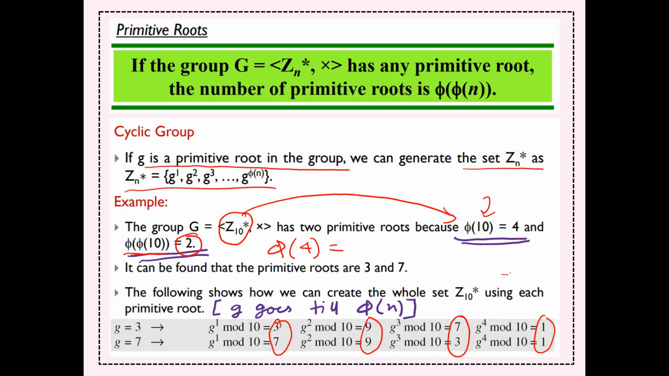What I mean is, if g is a primitive root of the group, for example 3 and 7 are primitive roots, and we follow this process, g to the power 1, so 3 to the power 1, 3 to the power 2, 3 to the power 3, 3 to the power 4, in each case the final element belongs to the main set itself. So if a primitive root exists within a particular group, the group that it creates is also a part of the main group. That's why they are called cyclic groups.